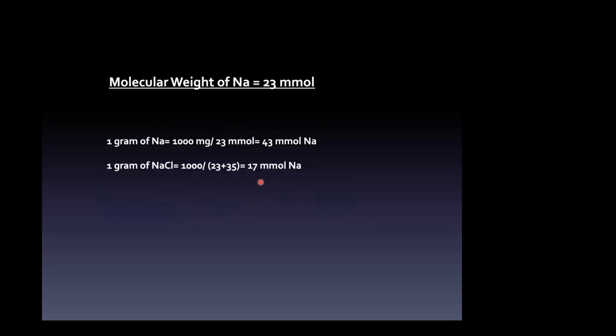And this one I showed you last time, right? What is 1 gram of sodium? When you prescribe a patient 1 gram of sodium, what does that mean? And how is that different from 1 gram of sodium chloride? Sodium chloride is actually table salt, and this is what we are prescribing to our patients. It is different from 1 gram of sodium because you cannot eat pure sodium; you're eating sodium chloride. But 1 gram of sodium is equal to 1,000 milligrams divided by the molecular weight of sodium, which is 23, that is equivalent to 43 millimoles. And 1 gram of sodium chloride is 1,000 milligrams divided by 23 plus 35, 35 being the molecular weight of chloride, that is 17 millimoles, okay?